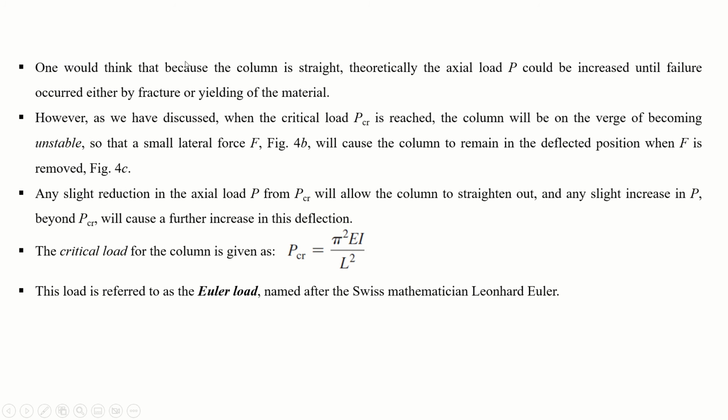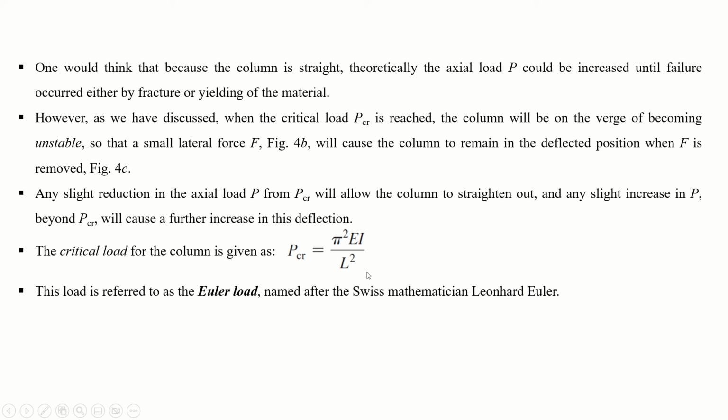So you just go through this text and read it by yourself. The critical load for the column is given as P critical equals pi squared EI by L squared, and this equation is referred to as Euler's formula. This load is called the Euler load because it was first suggested by the Swiss mathematician Leonhard Euler.